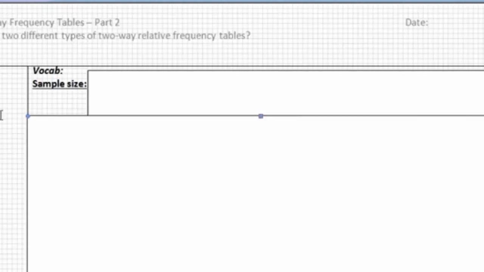So we're going to talk today about the vocabulary sample size, because I think it's important to understand why we might want to calculate all these different types of relative frequency tables and when they're useful for analyzing our data.